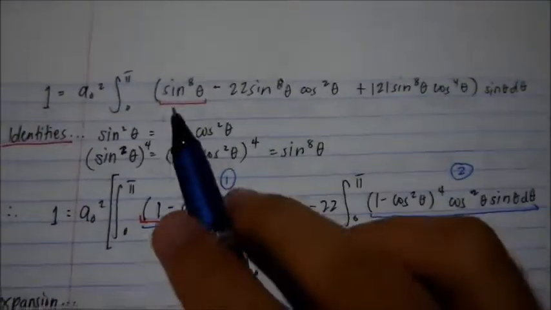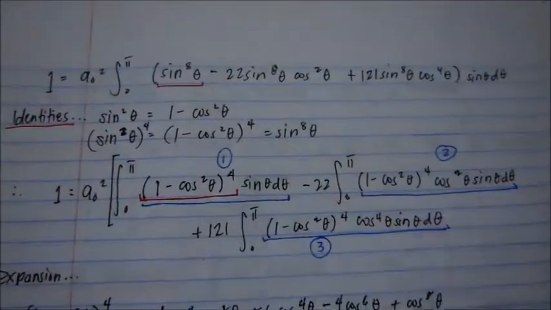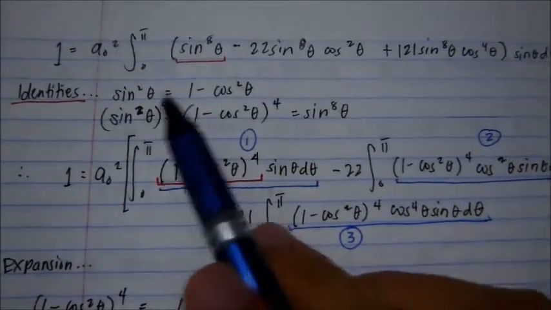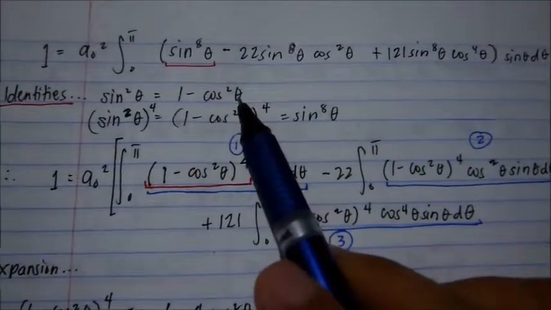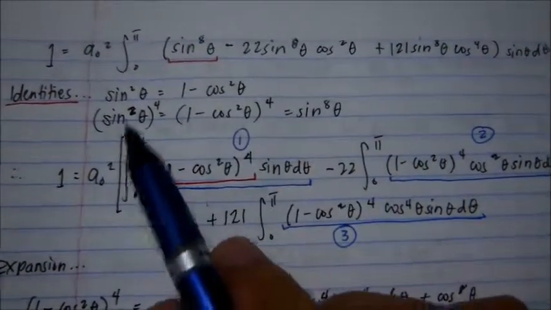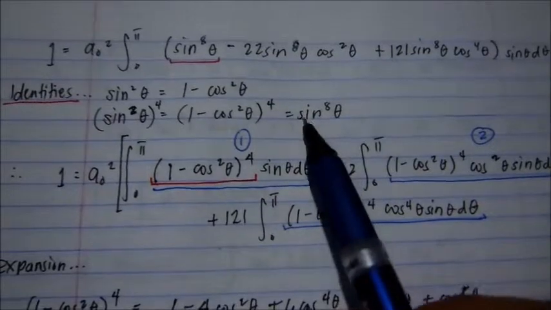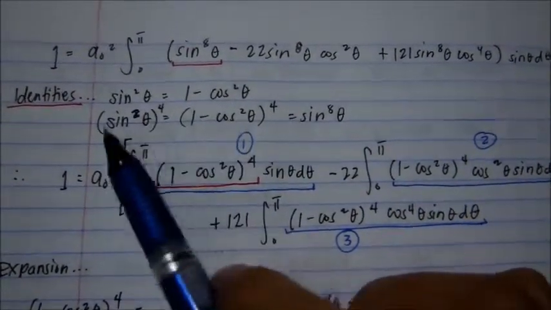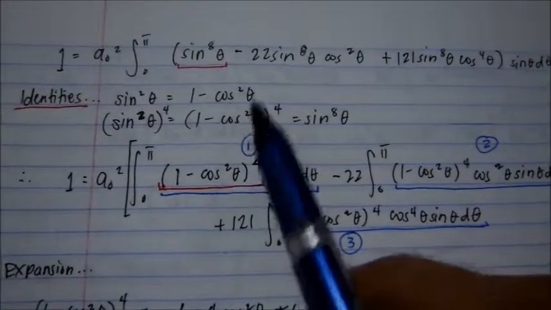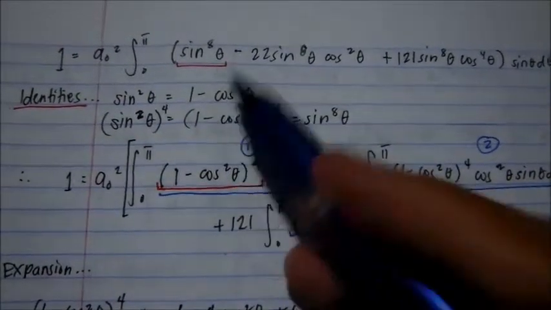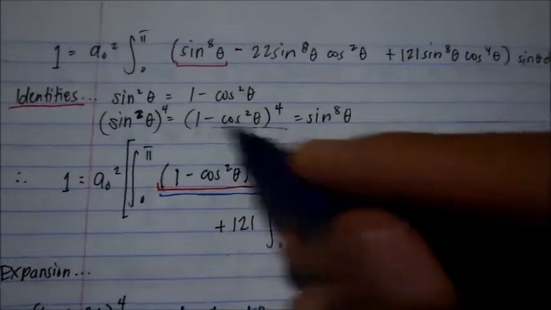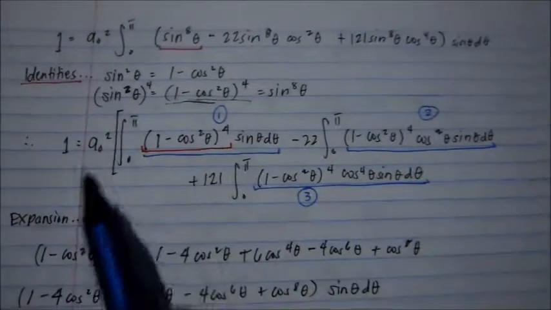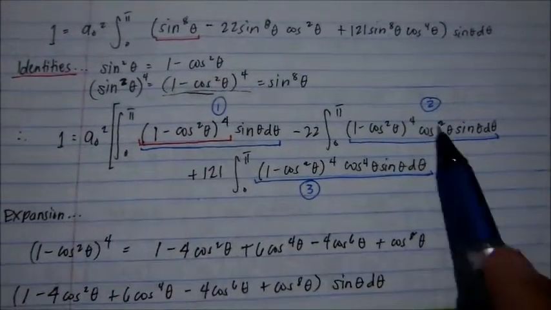Now we are about to simplify our terms here. Using identities, you all know that sine squared theta is equal to 1 minus cosine squared theta. So sine squared theta raised to 4 is equal to sine raised to 8. If we raise this to the power of 4, we also raise this to the power of 4. So now we will use this replacement for sine raised to 8. So the equation will be like this.